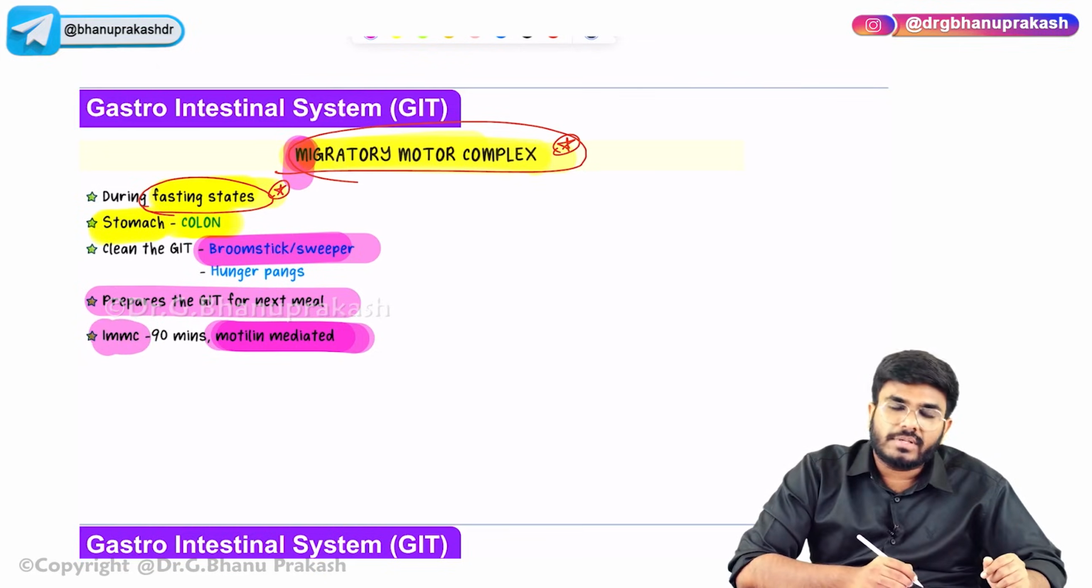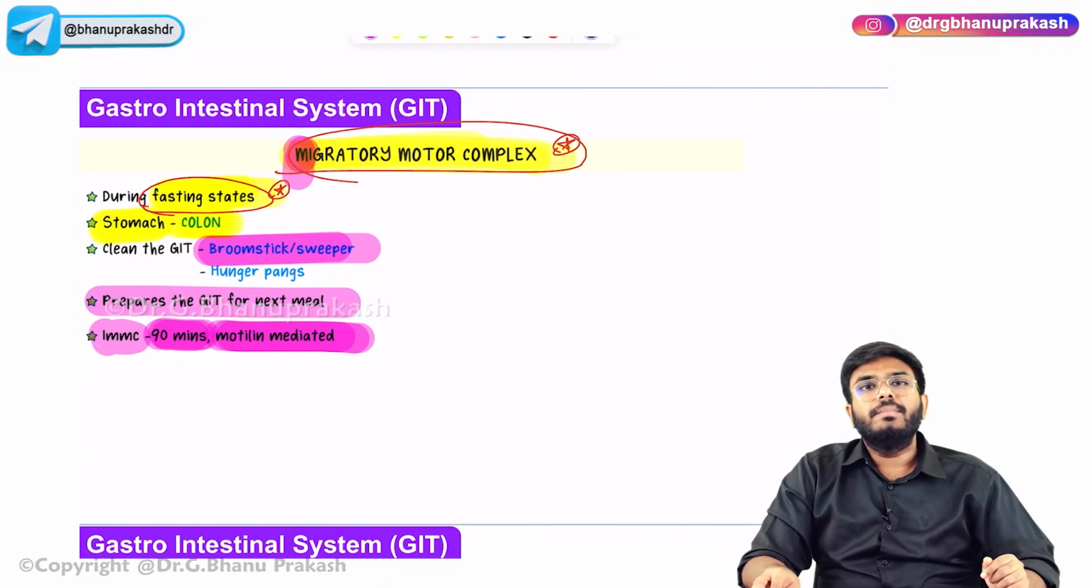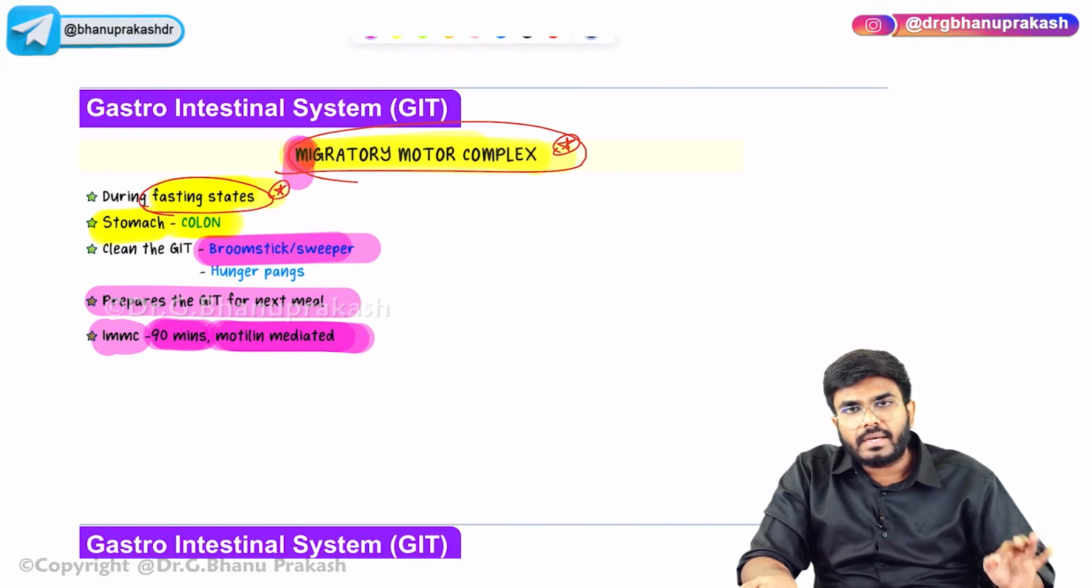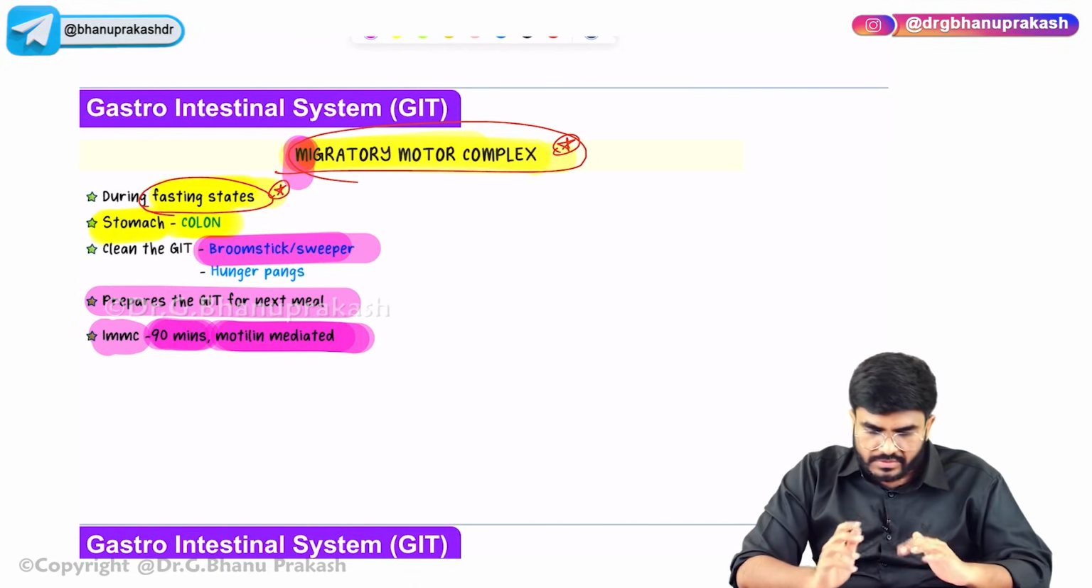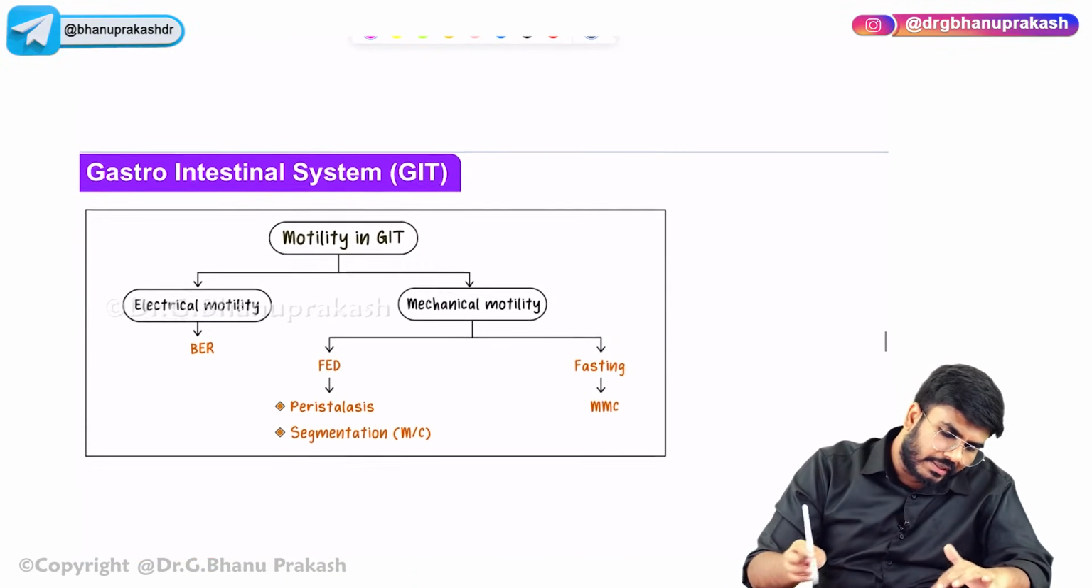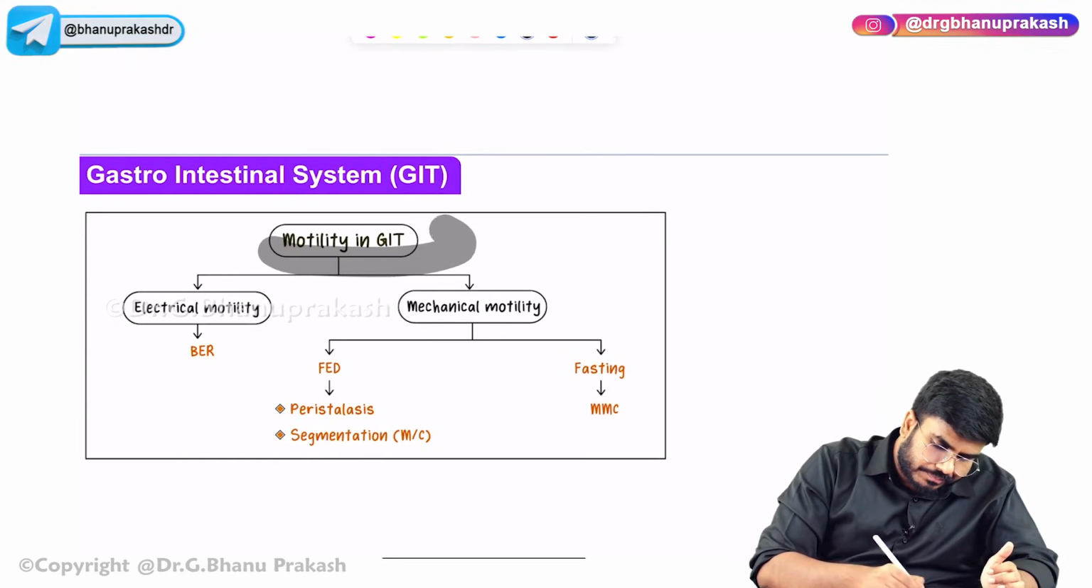One migratory motor complex is going to be seen for every 90 minutes. Okay, so these are some important points which I want you to know for your exams. Look at here, the motility in your GIT.